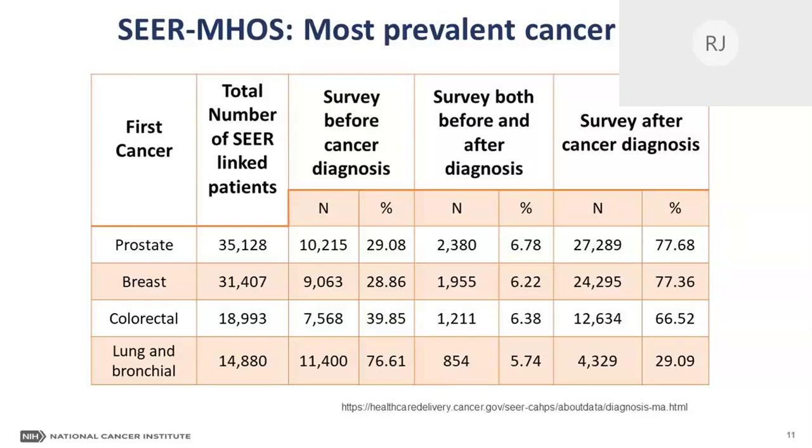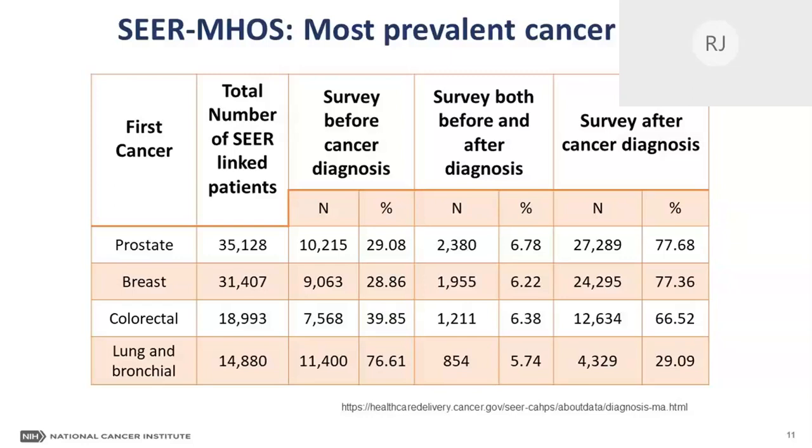And you'll notice, while all of these cancer cases, you see they have surveys after diagnosis, the rate for lung cancer is 30% versus between 66 and 77%. And that's due to a lower life expectancy for lung cancer. So people don't have as long to fill out a survey after a lung cancer diagnosis.